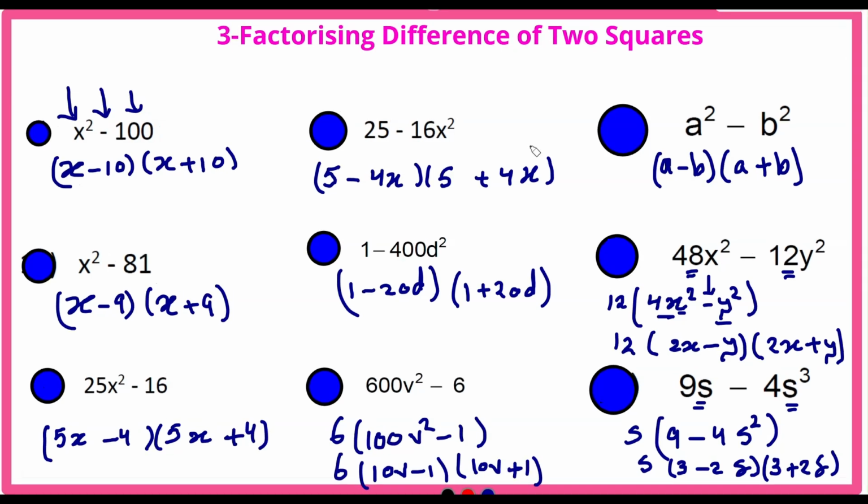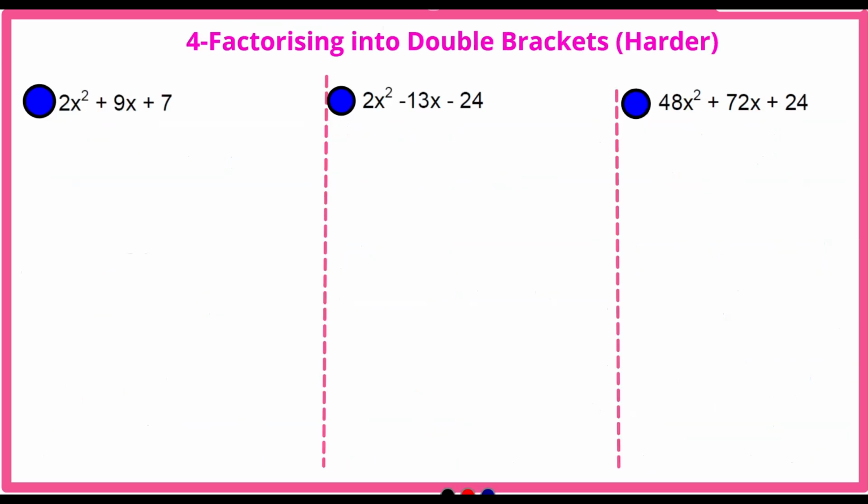Okay, so this was factorizing difference of two squares. You need to spot it. It's so easy, but you just need to spot it. That's all to do with square numbers. Now the last one here is factorizing into double brackets. This is a bit harder one.